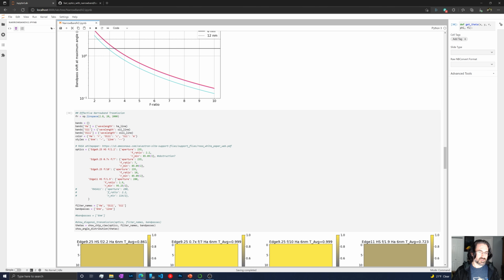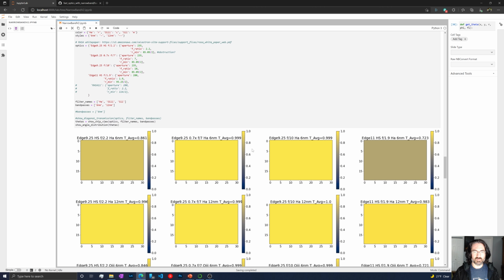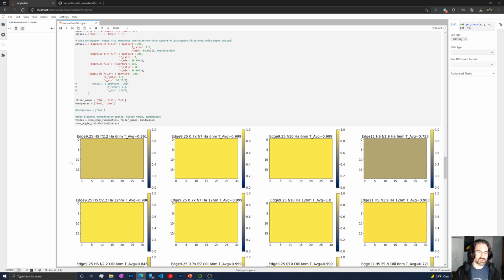Most specifically, I modified it to include the particular optics that we were using, and modified the outputs to look at the average transmission that we would see across our given chips. So in this case, that would be to say for the HyperStar with the 6 nanometer filter, it actually predicts that we would only be seeing on average about 86% transmittance. In comparison, if we were to go over to the Edge 11 with HyperStar, it would only be seeing about 72% average total transmittance. All of these calculations are for an APS-C format sensor.